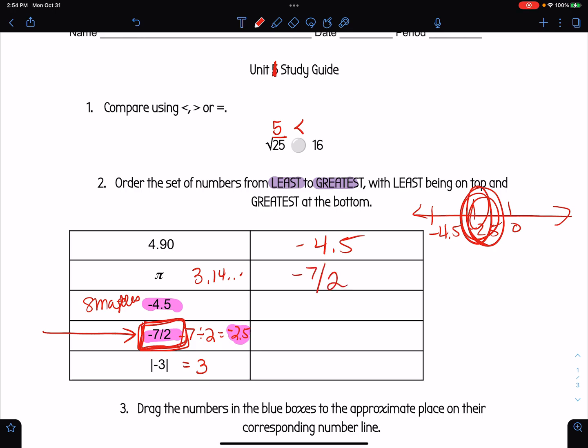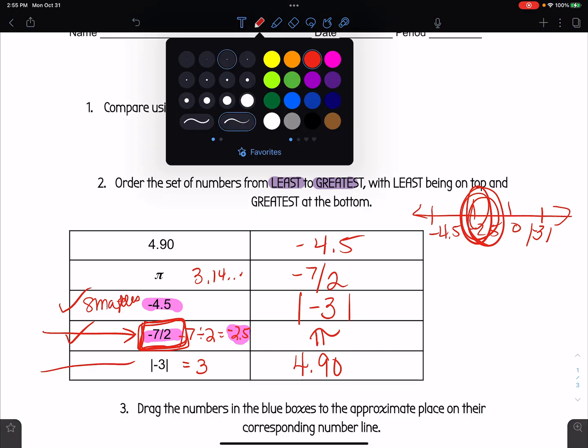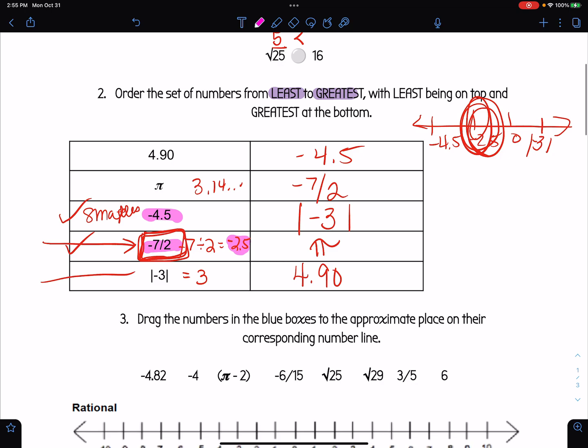So I've done this one, I've done this one, and then my choices would be 3 next, which is the absolute value of negative 3. So I have to write it the way that it tells me to. And so I've got that one done. And then pi, and then 4.90, which is 4.91. Make sure you're paying attention to all the places that I could have made a mistake, because obviously it's easier said than done.